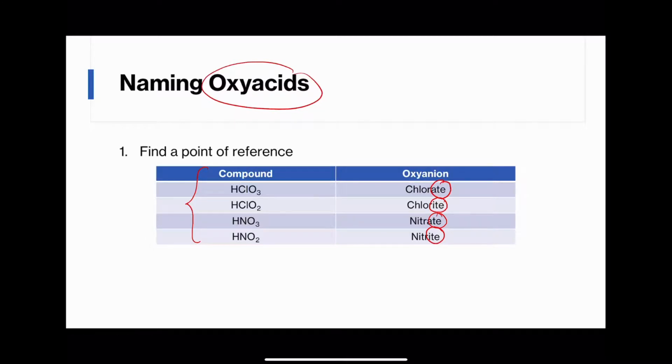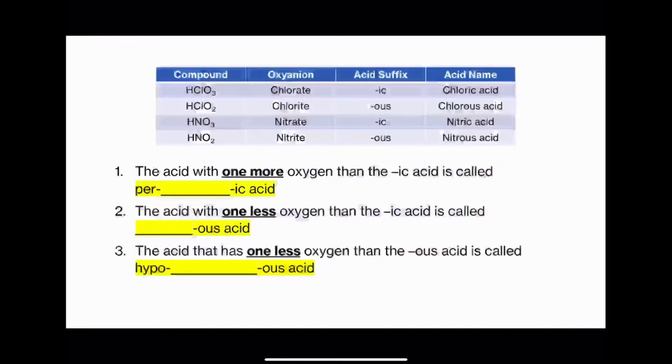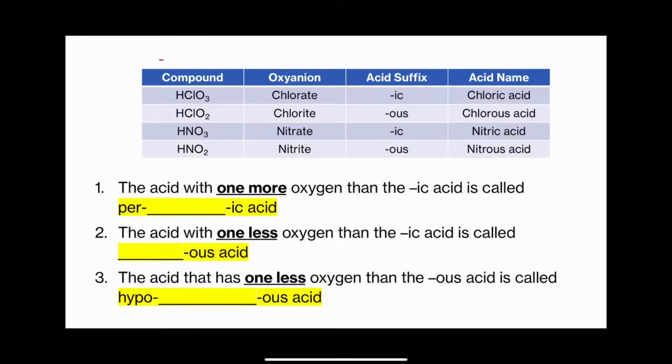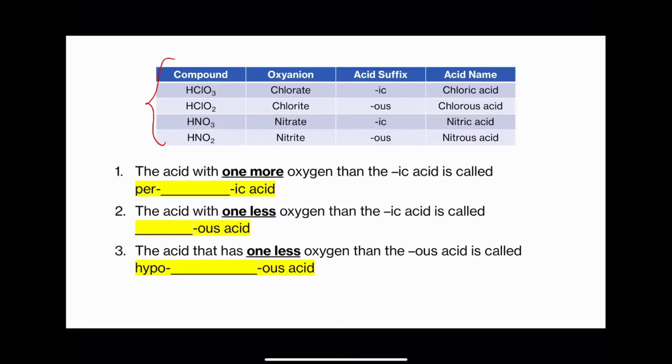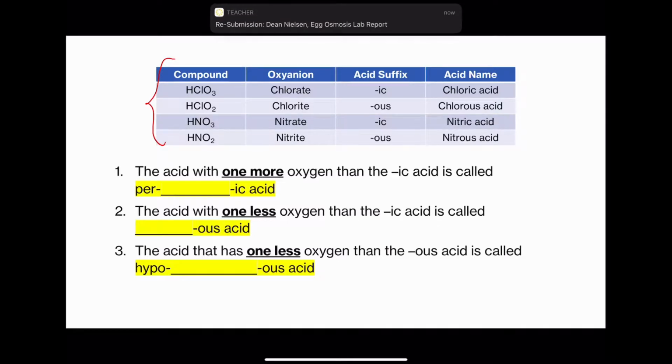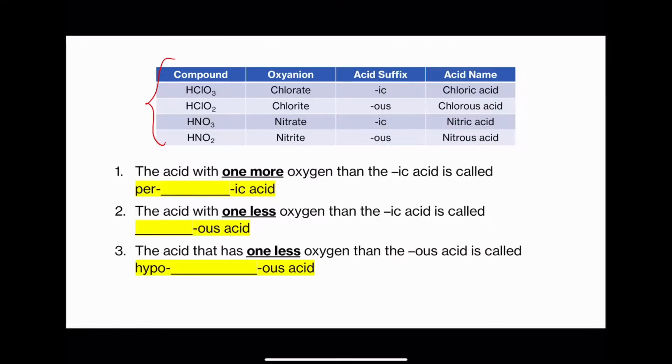So using that information, here is an example, right? So this one is also in your textbook, but here are the steps. So it says the acid with 1 more oxygen than the ic acid is called per blank ic acid, right? The acid with 1 less oxygen than the ic acid is called blank ous acid, and the acid that has 1 less oxygen than the ous acid is called the hypo blank ous acid. So a little harder to visualize when it's just a bunch of words and blanks, right? But this is what we're talking about.